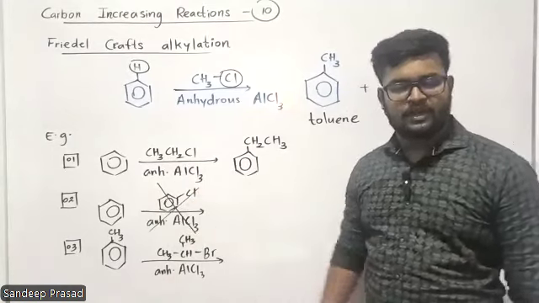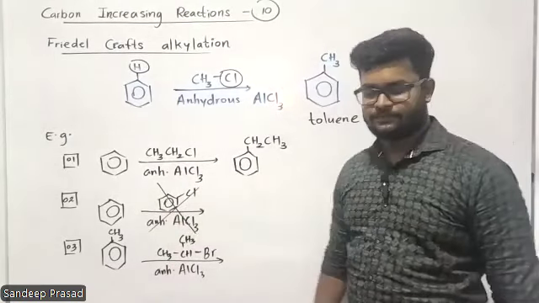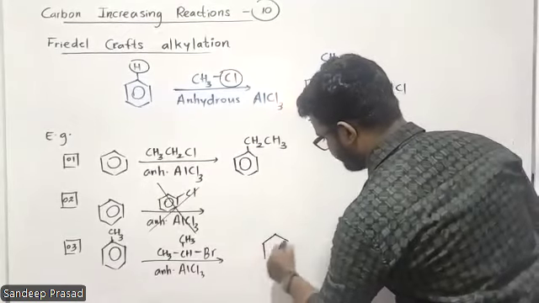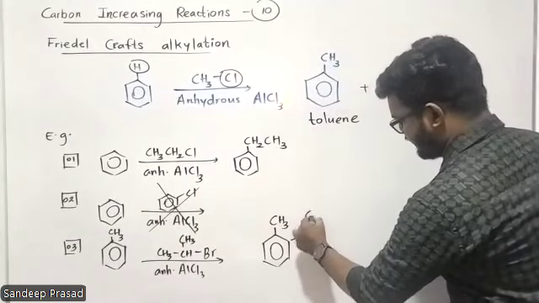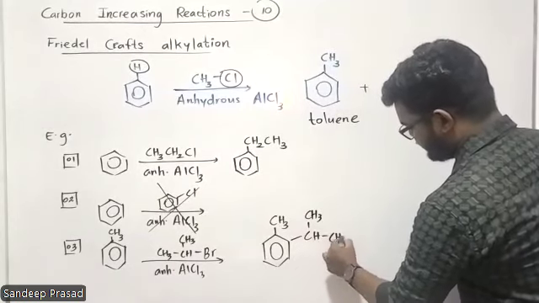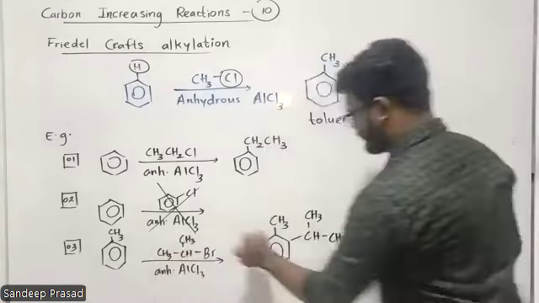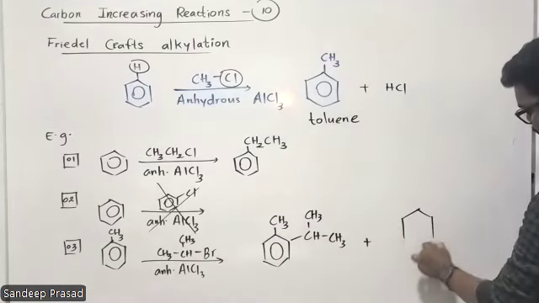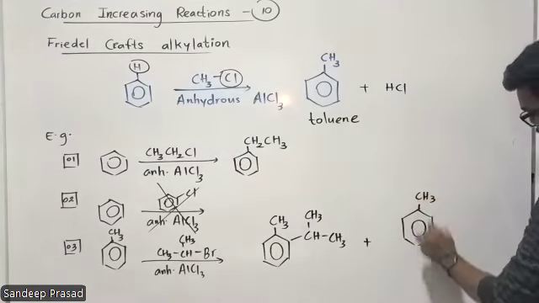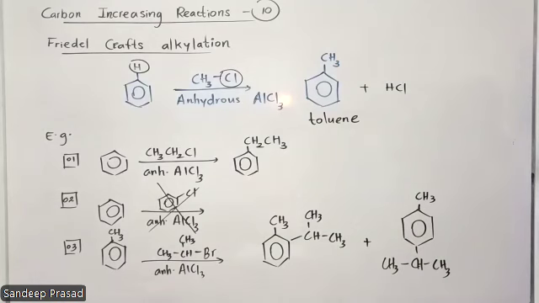Since it is an ortho-para directing group, this alkyl group should be connected to the ortho and para positions. So you will have two possibilities in this way, CH3, and the carbon is connecting here. So this is the ortho product. This alkyl group can be connected to the ortho position of the benzene as well as the para position. The para position is also activated. CH3 here in this way. So this is the third one.